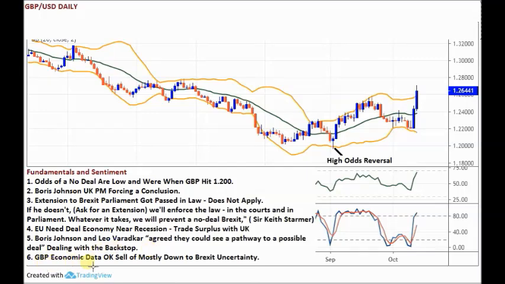Outside of Brexit, GBP or UK economic data has been okay, hasn't it? It hasn't been that bad. It's been arguably better than Eurozone data. And I still think that the Bank of England are the only central bank that need to hike rates, and they do because of inflation. With Brexit uncertainty removed, I think you get a rate hike. That's heavily bullish for the pound. So the sell-off was mostly down to Brexit uncertainty.